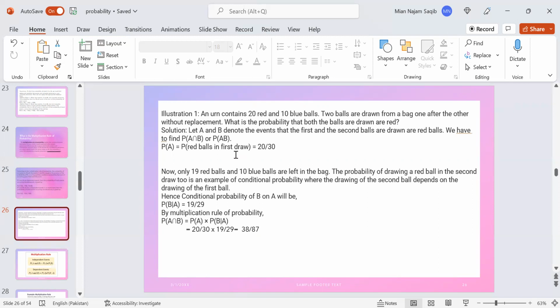The probability of drawing a red ball in the second draw is an example of conditional probability, since the probability of drawing the second ball depends on the drawing of the first ball. Hence, the conditional probability of B given A will be 19 over 29, because that's the number of red balls remaining after one was initially picked out. To combine these, we apply the multiplication rule, which is simply 20 over 30 times 19 over 29, which is 38 over 87.